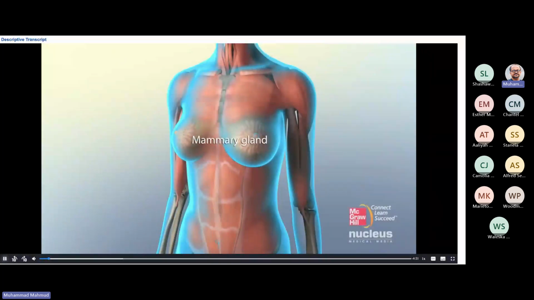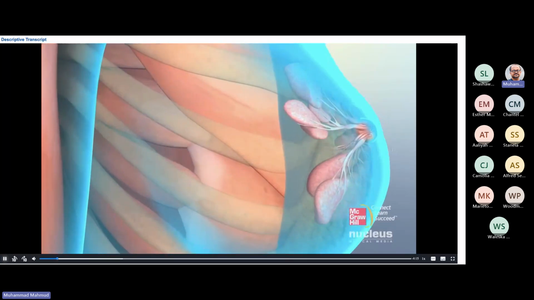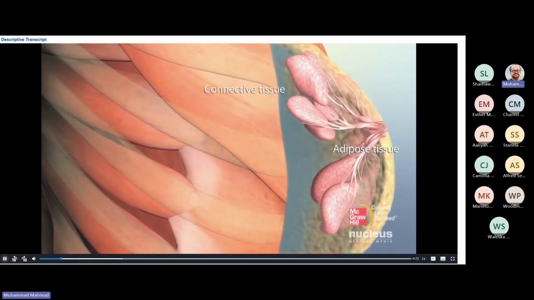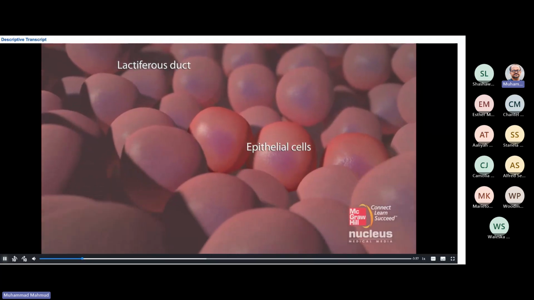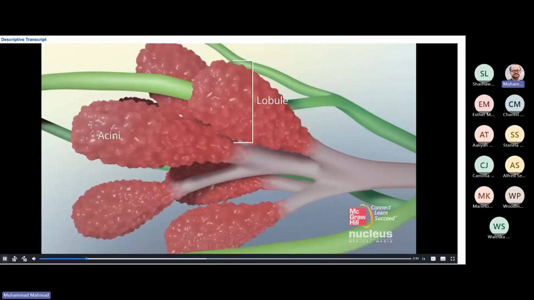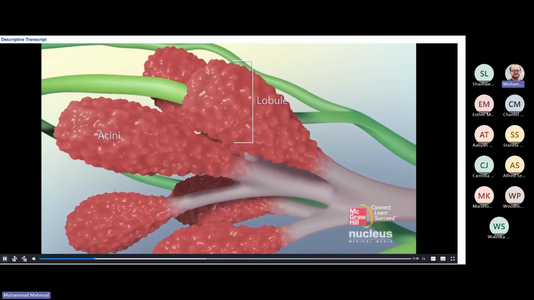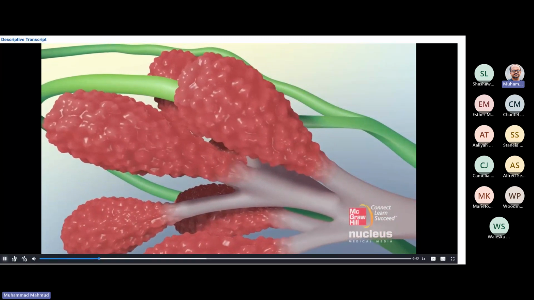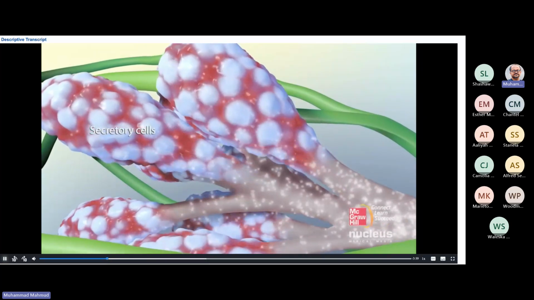The mammary glands lie inside the breast over the pectoralis major muscle. Surrounded by adipose and connective tissue, the mammary gland is composed of groups of lobules that form lobes, which drain through lactiferous ducts to the nipple. Epithelial cells line the lactiferous ducts and lobules. Each lobule is composed of several small sacs called acini. During pregnancy, specialized secretory cells develop in the acini and after birth secrete milk.